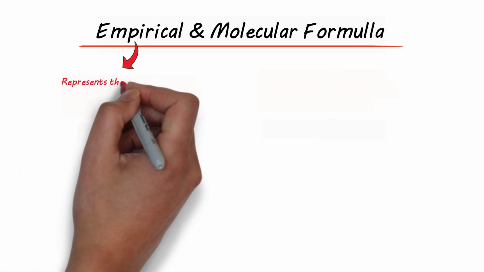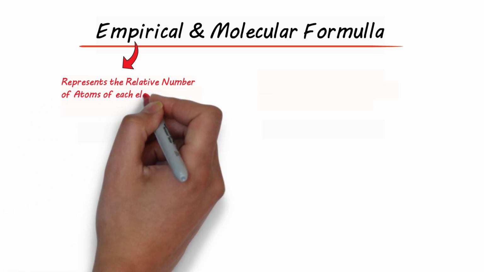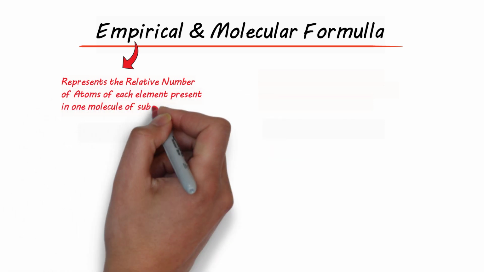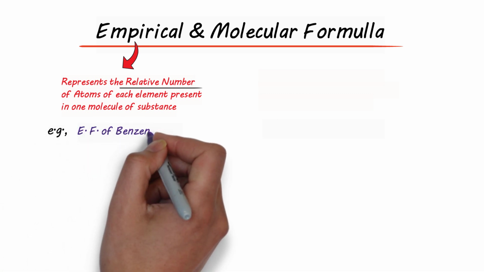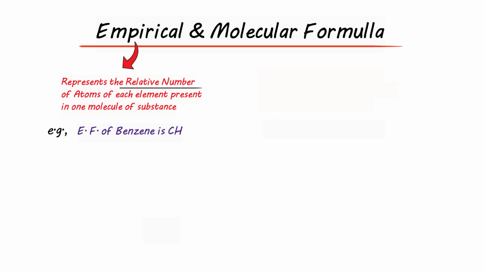Empirical formula represents the relative number of atoms of each element present in one molecule of substance. For example, the empirical formula of benzene is CH, which means for each hydrogen there is one carbon, and for each carbon there is one hydrogen. So if we have, for instance, 100 hydrogen atoms, there will be 100 carbon atoms associated with it. So it gives you only the relative number, but not the actual number of carbon and hydrogen atoms in that particular molecule.